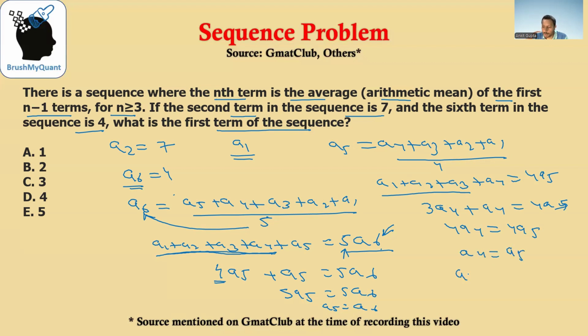A similar pattern can be followed, and we can easily say that A3 is also equal to A4. That means A3 is equal to A4 is equal to A5 is equal to A6, and is equal to 4.